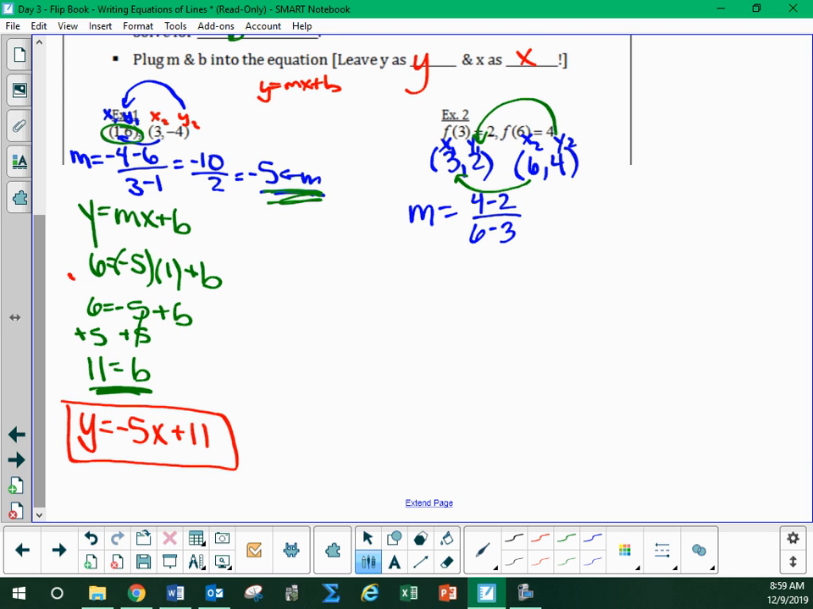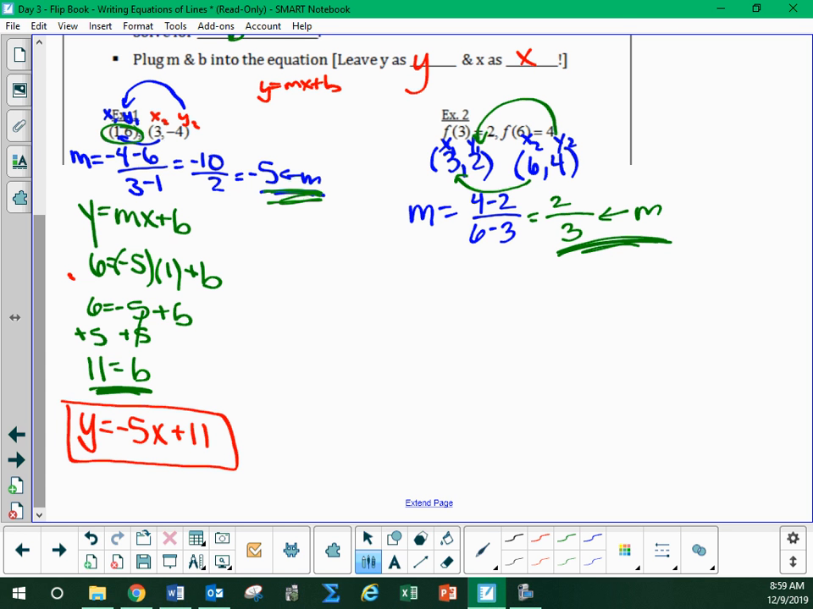Alright, so we have 4 minus 2. So again, we're finding our slope. Sorry for that pause there. So we're simplifying y minus y over x minus x. 4 minus 2 is 2. 6 minus 3 is 3. So we get our slope is 2/3. Again, you can use your calculator to help you out with that.